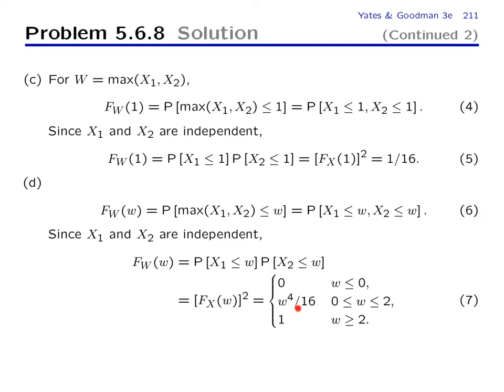So just as we said, we see here in part D, we get the solution w to the power 4 over 16. And it's a nice answer, but the reason we're really doing this problem is that this is a good example of W being a function of random variables x1 and x2. And functions of random variables come up all the time. And in fact, it's the subject of the second half of this lecture.